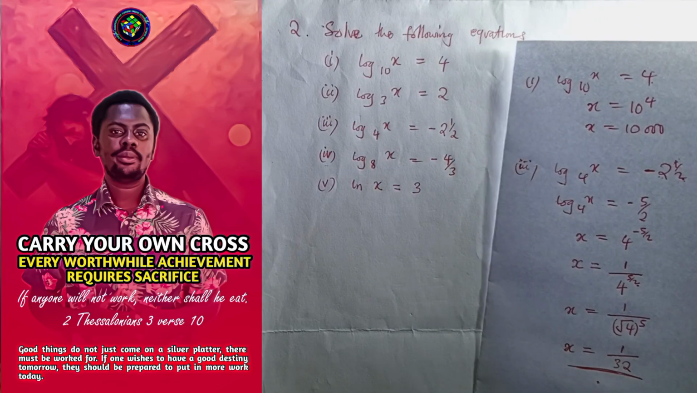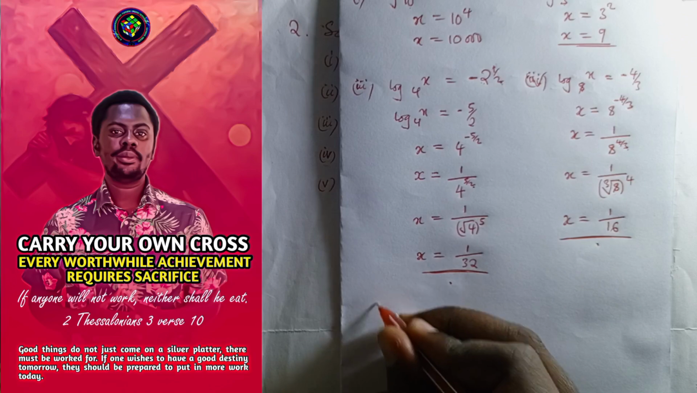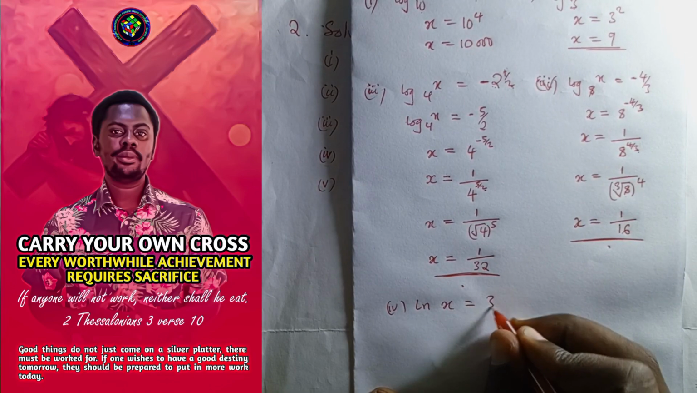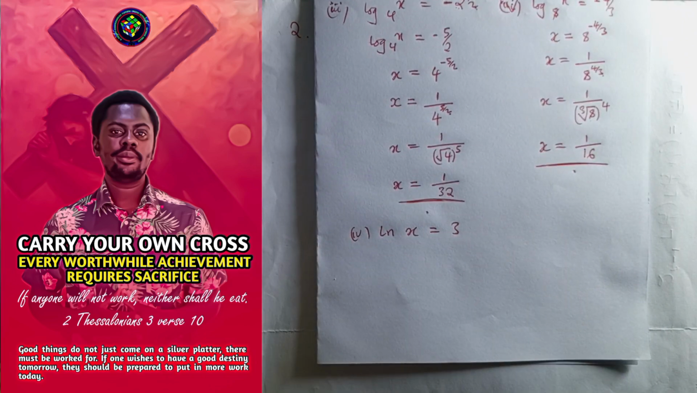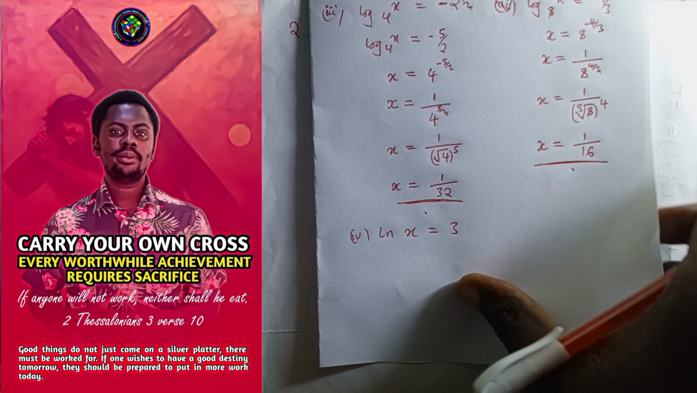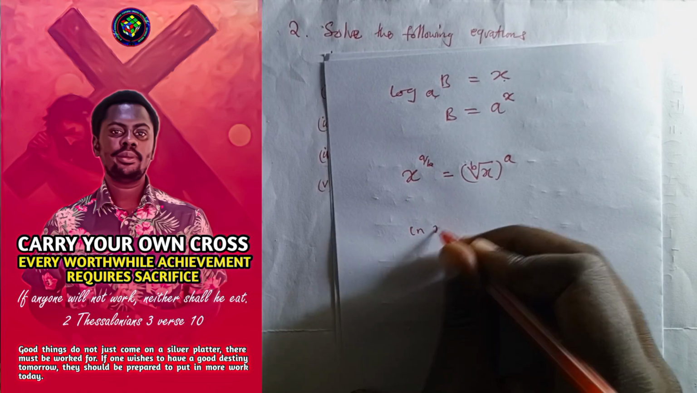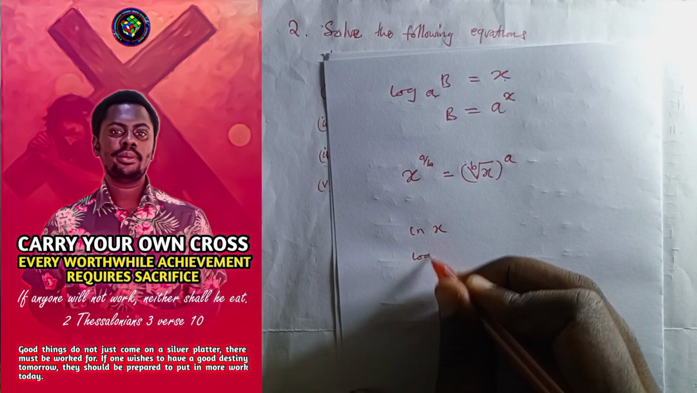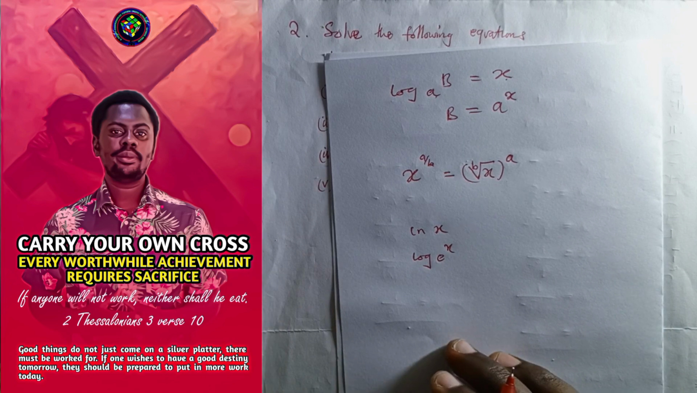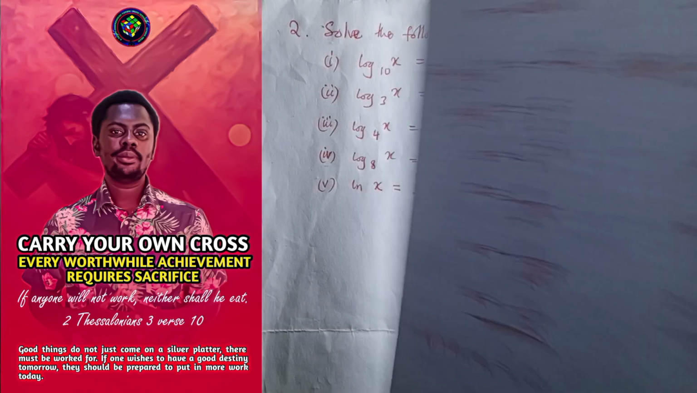Okay, and number 5, the last one. So the last one we have natural log of x is equal to 3. What we should always remember is that the natural log of x simply means log of x base e, that is exponent. So the natural log, the base is always an exponent.